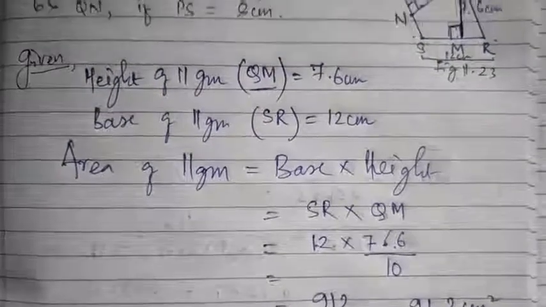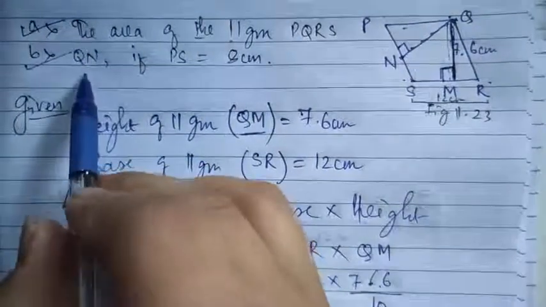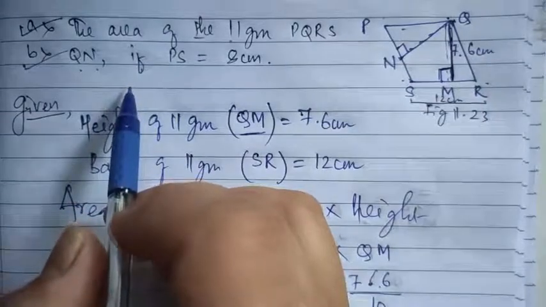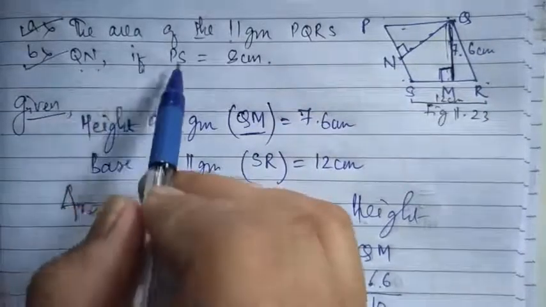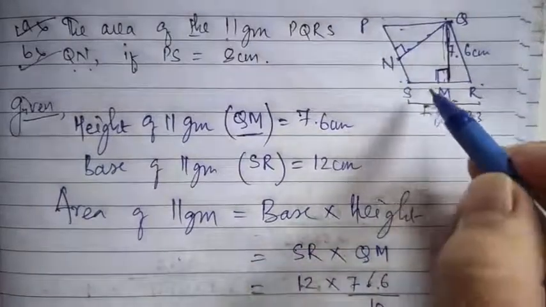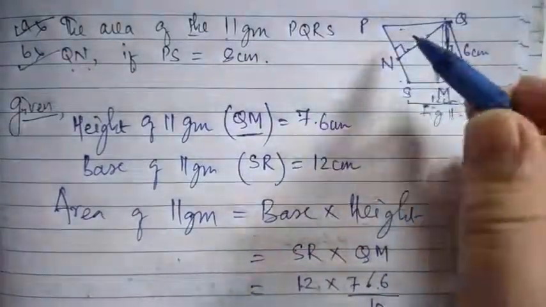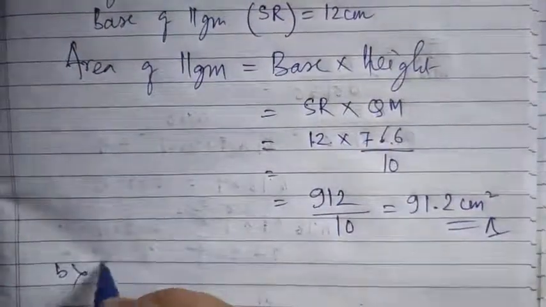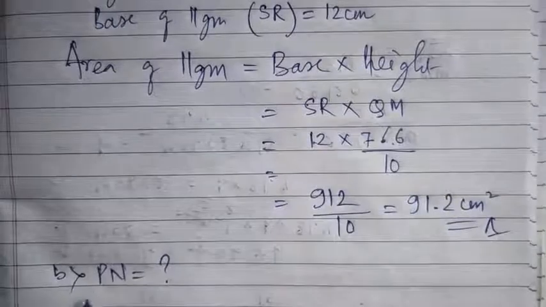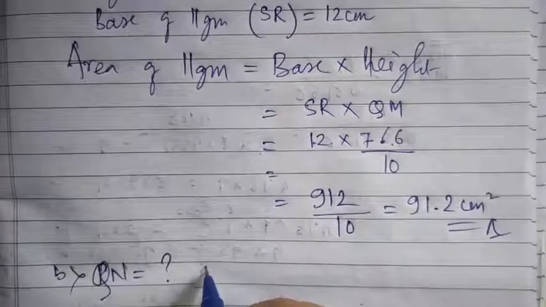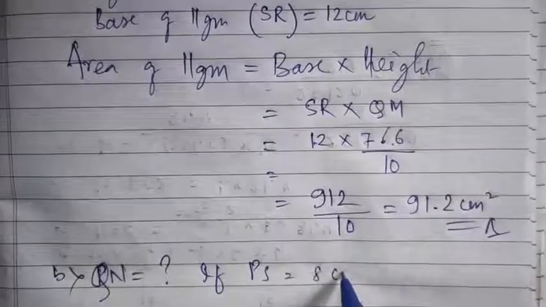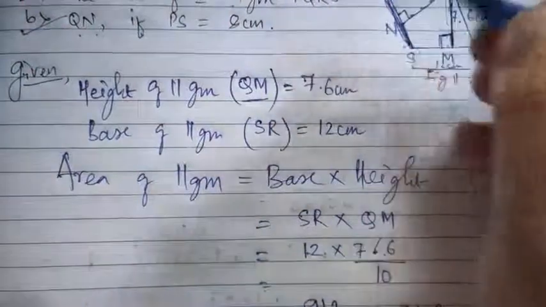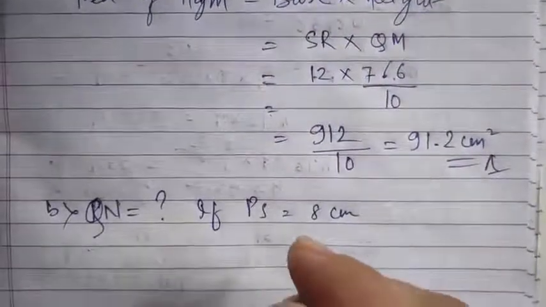Part B still we have. Find QN if PS is equal to 8 centimeters. So they are saying that we have to find QN if the base is 8 centimeter. What is the PS here? Here PS means base, wherever it is on the ground. So PS is a base and QN is a height.